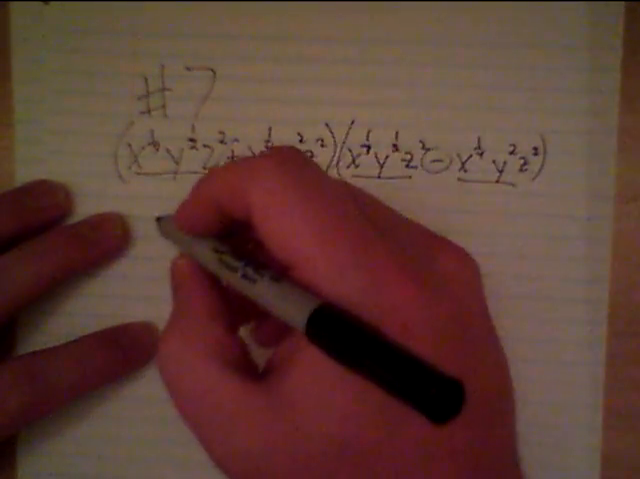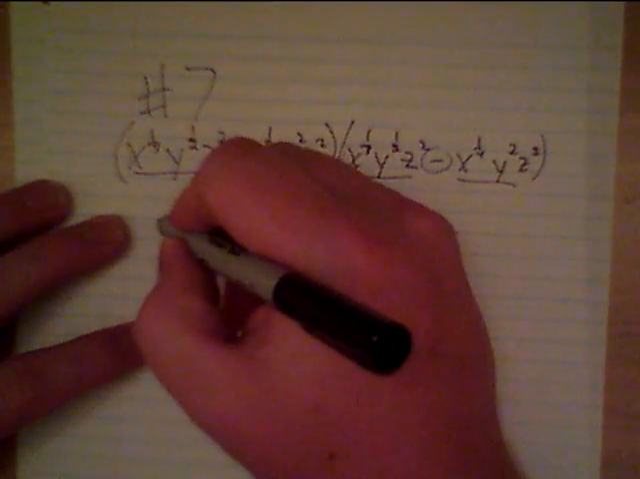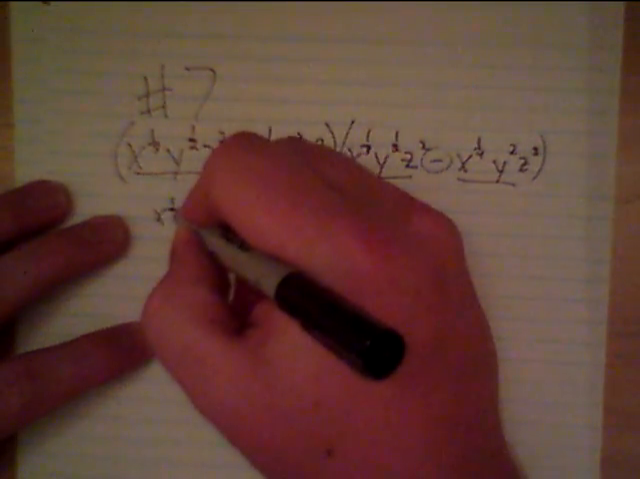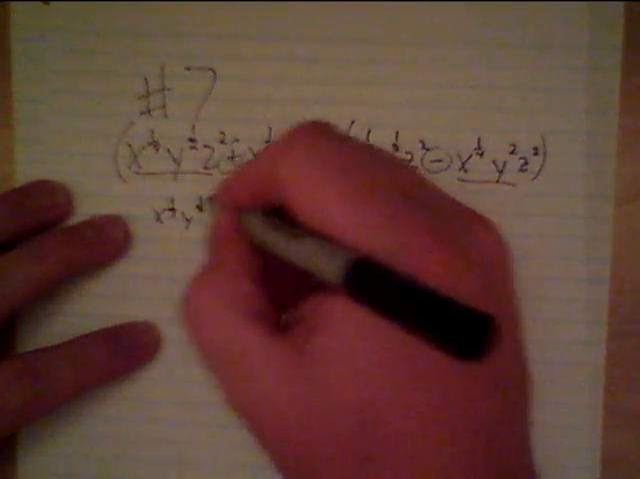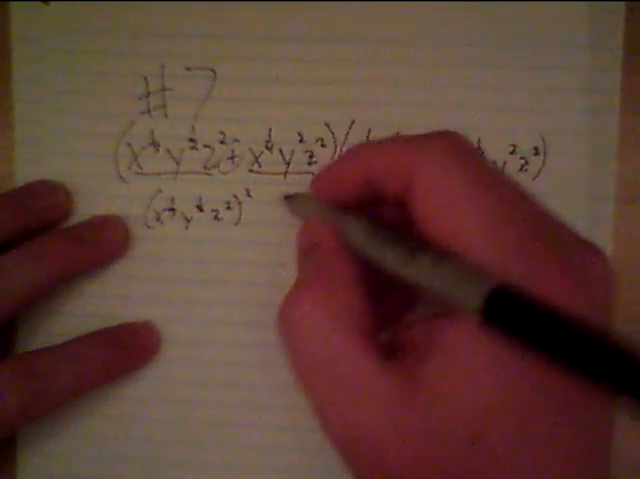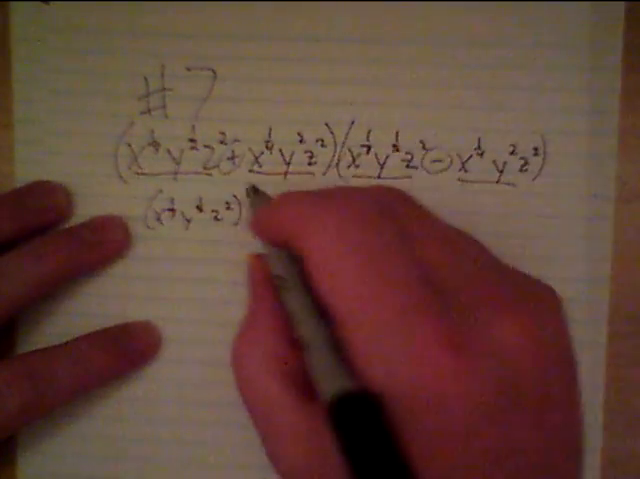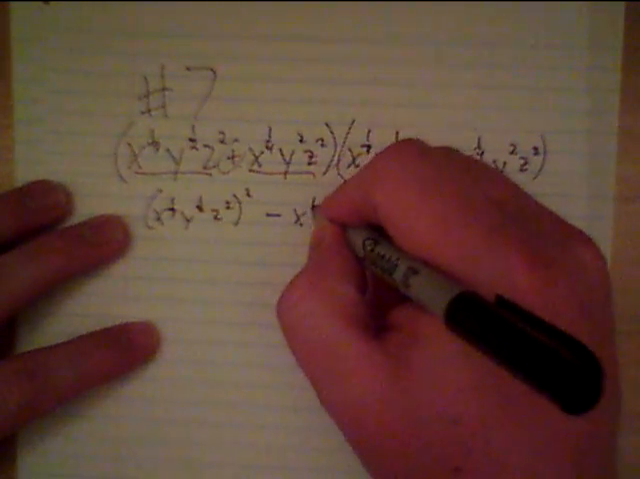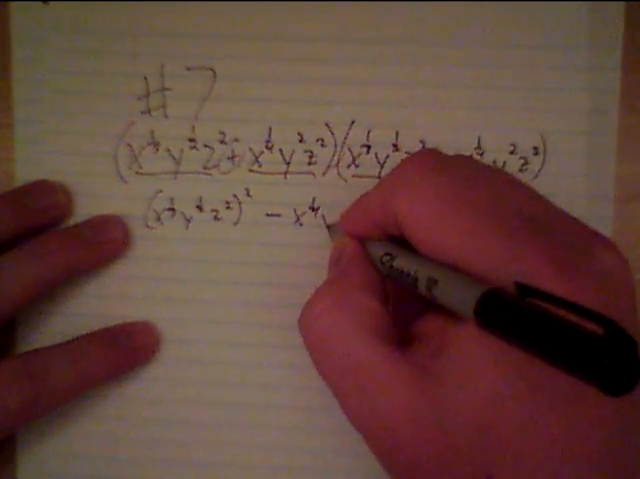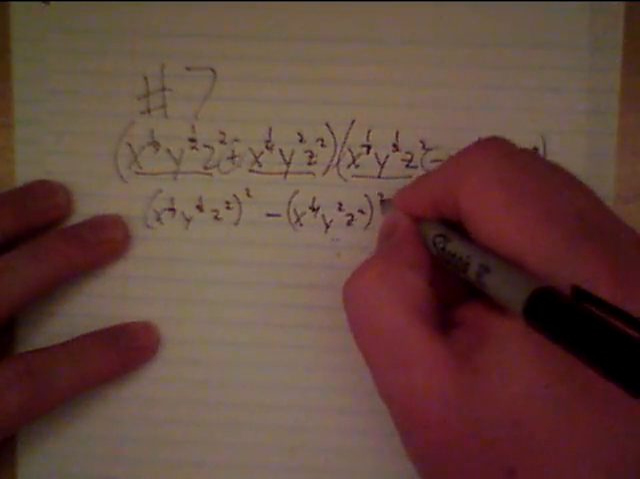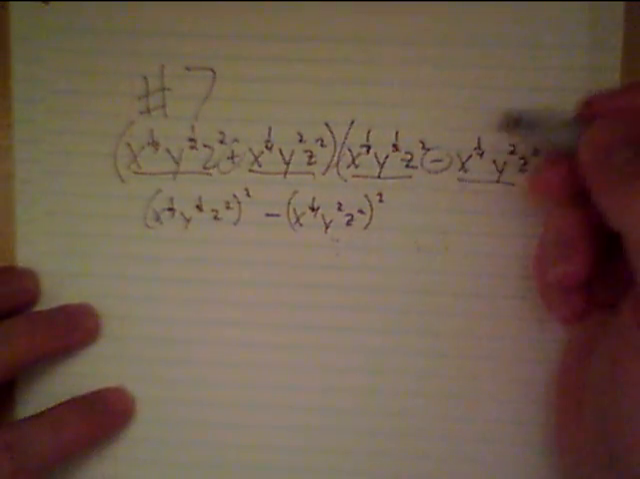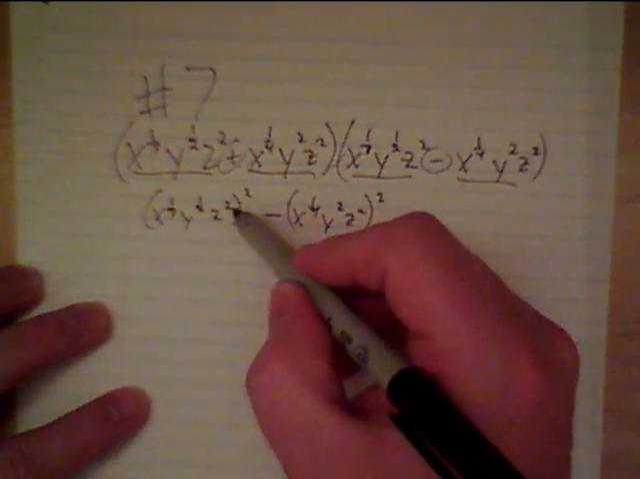So what we can do is rewrite this as x to the 1/3, y to the 1/2, z squared, all squared, minus this term squared, x to the 1/4, y squared, z squared, all squared. All right, now all we have to do is multiply these exponents.